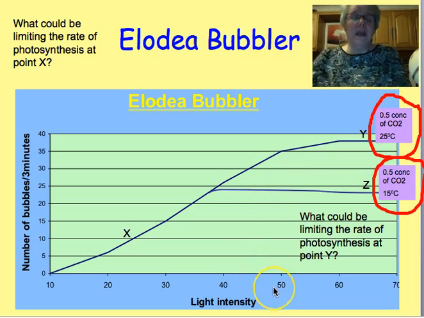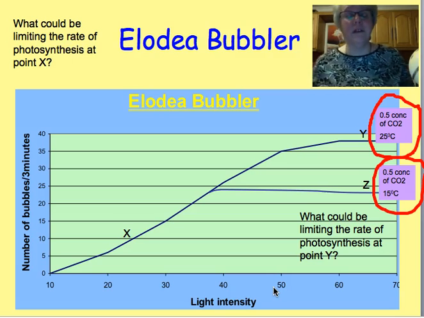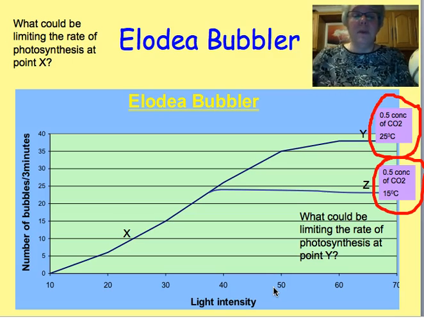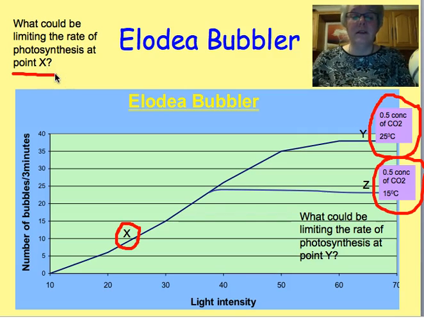Now you may get asked different exam questions round about a graph that looks like this. So you may be asked a simple straightforward question, which is, well, what is limiting the rate of photosynthesis at point X? And that's straightforward because this is the slopey part of the graph, and therefore it's light intensity. It's the thing that is down on the x-axis.